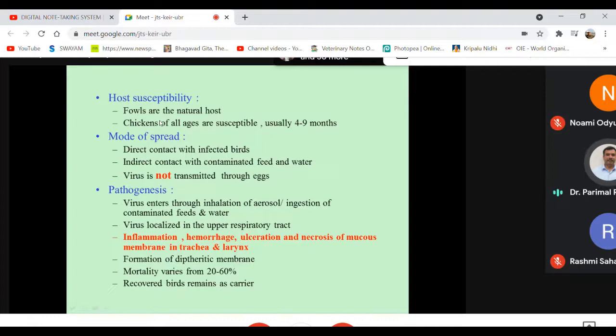All age groups are susceptible, but the typical symptoms we can see in 4 to 9 month old, I mean adult birds, where the disease is commonly seen. Here again, no vertical transmission has been recorded. The disease transmission occurs by direct contact with the infected bird.